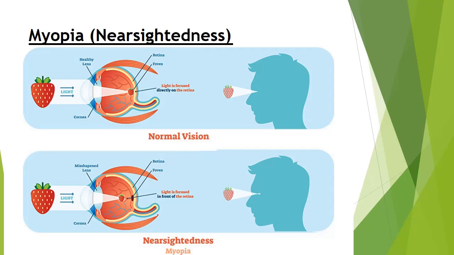Whereas in nearsightedness, the image of the object is formed in front of the retina. In hypermetropia, the image was formed here, and in nearsightedness, that is myopia, the image is formed in front of it. Okay, so because of this, as you can see here, it is nearsightedness, so the person can see the near objects very clearly, but the far objects cannot be seen clearly.